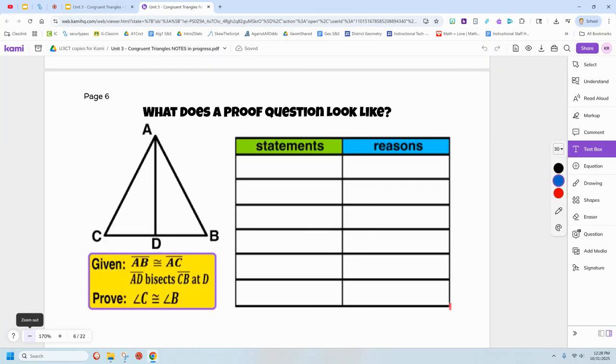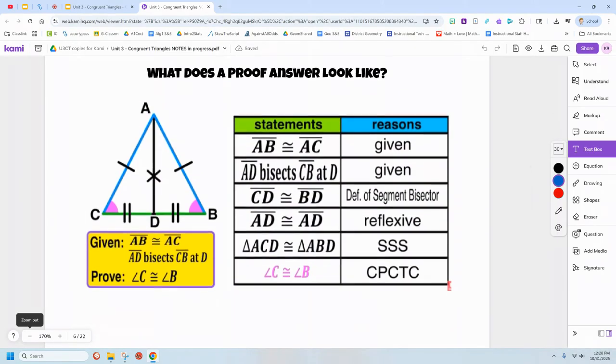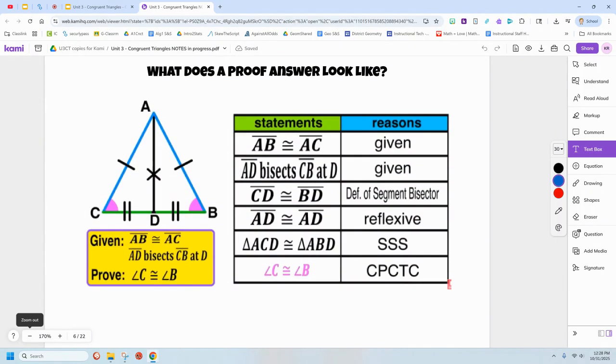Now, if you cover up the bottom of your paper, you're going to see the top half, like what's on the board. This is what a proof question looks like. It'll give you a picture. It will tell you some stuff that's already true about the picture. And then it's going to ask you to prove something. Okay? So now, let's look at the bottom half. This is what a proof answer could look like.